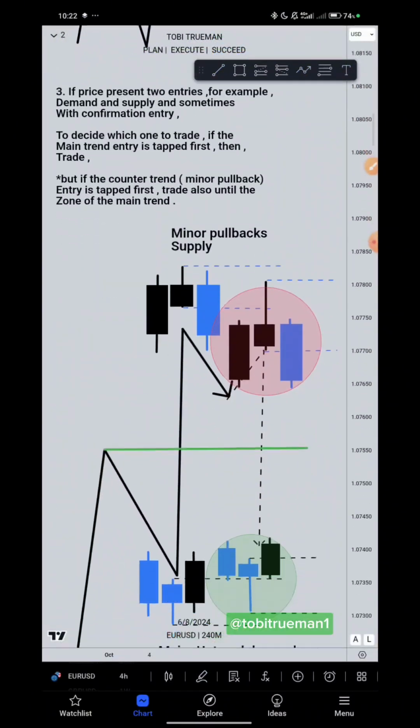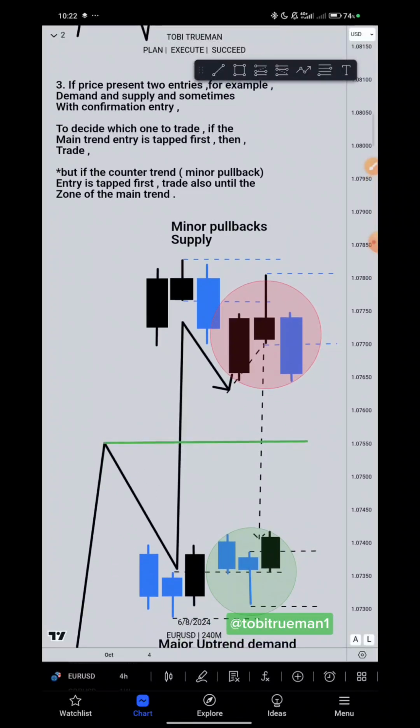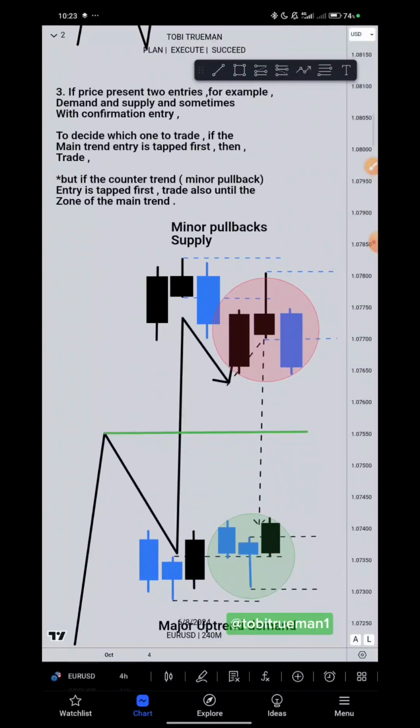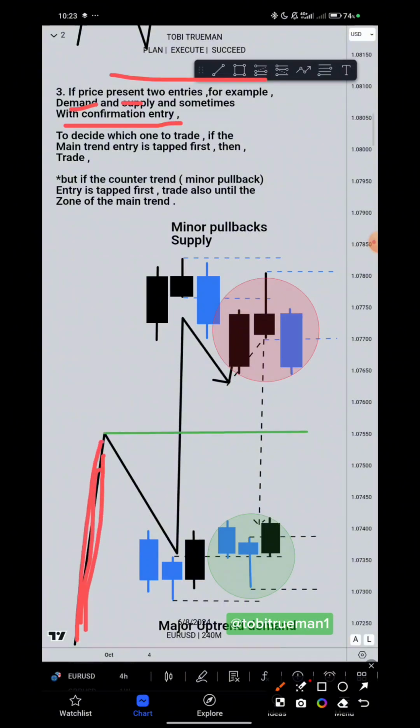Now that is for resistance turning to support or support turning to resistance. Then if price presents two entries, for example, demand and supply, and sometimes with a confirmation entry, when price is making this pullback, price is making a positive move. Price gave us a pullback there and then made a positive move, but before he made that positive move, he left behind what? This is a demand zone.